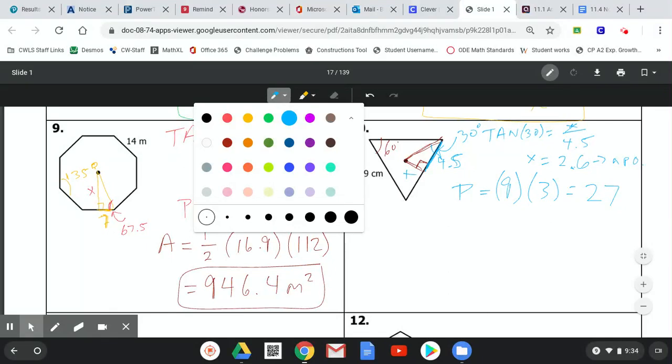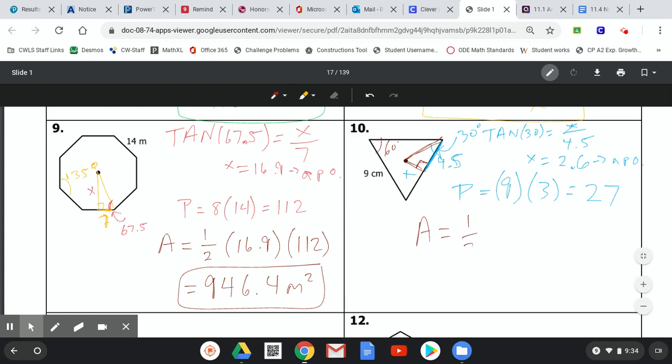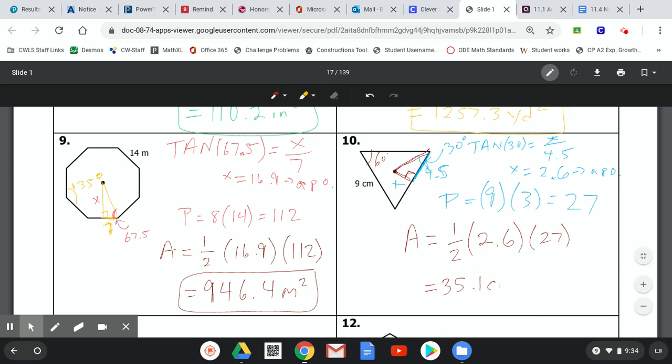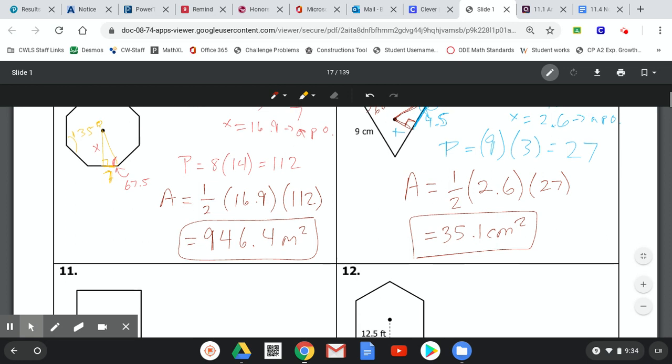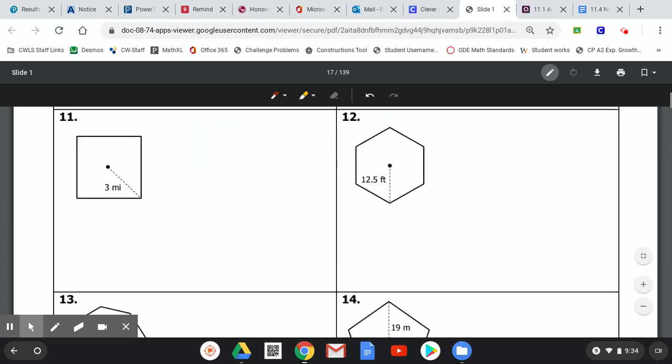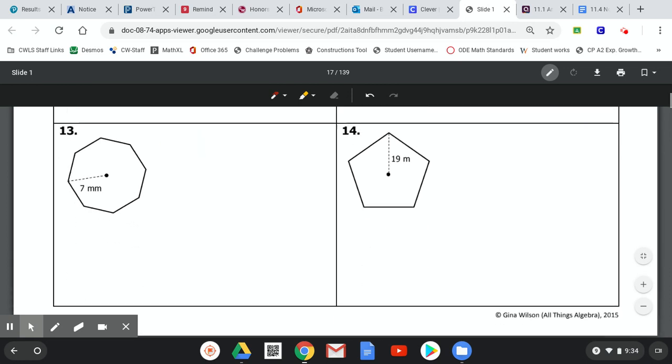So picking up where we left off, guys, we have our apothem and we have our perimeter. So we're going to find our area. So area equals 1/2 the apothem, which is 2.6, okay? And then we multiply that by 27. And that gives us an answer of 35.1 centimeters. Ooh, centimeters squared. Alrighty. There we go, guys. All right, so moving on to the last two that you guys have.